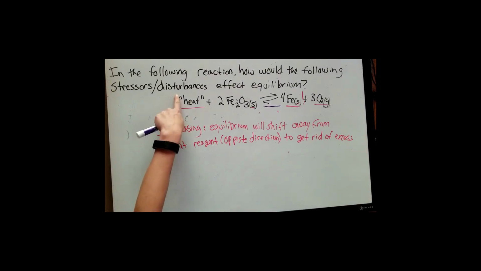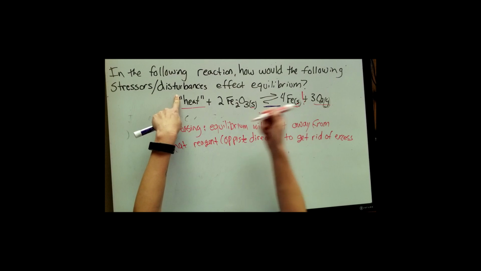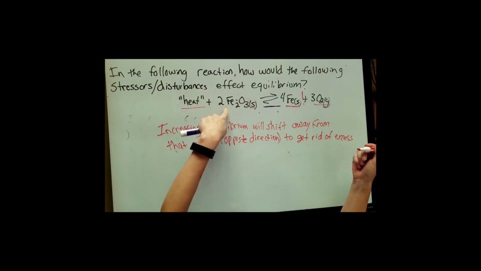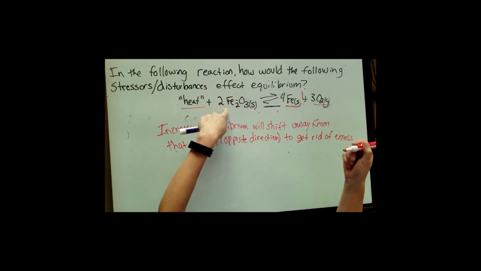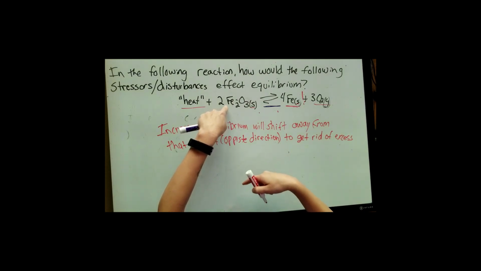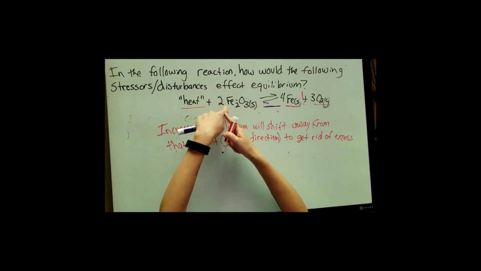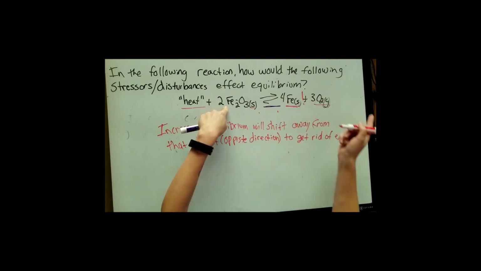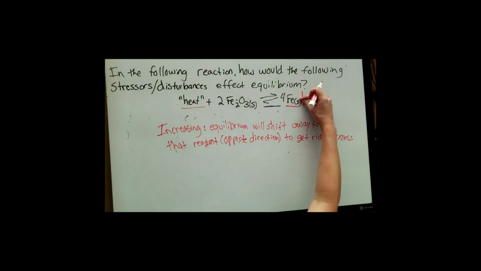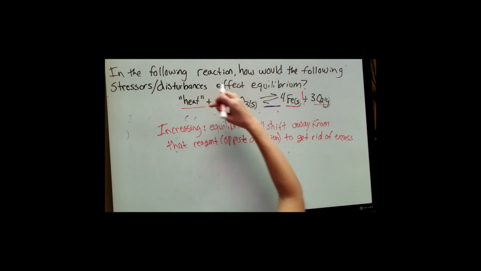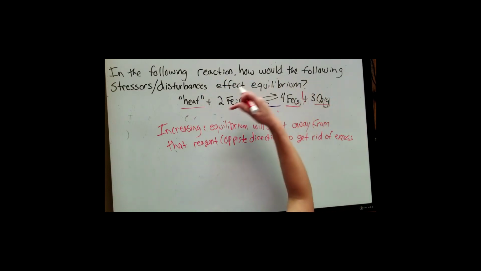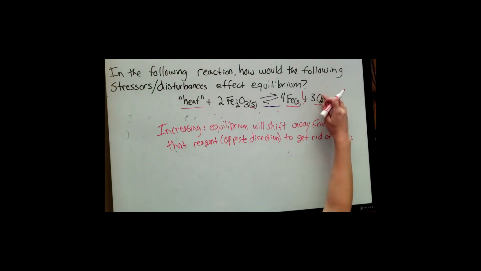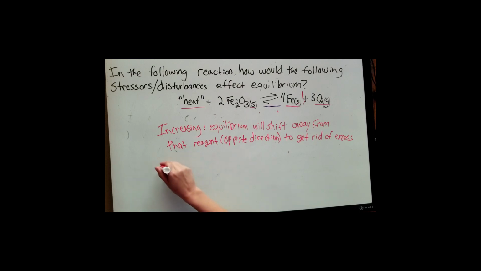So if I increase heat, it's going to shift away from the heat to the right. If I increase the concentration of this iron 3 oxide, it's going to go away to the right to get rid of the excess. But now, if I'm over on the product side and I decide to increase the iron, it's going to shift the opposite direction to get rid of the excess, this time to the left. Same with oxygen. If I increase the concentration of oxygen, it's going to shift towards the reactants to the left to get rid of that excess.